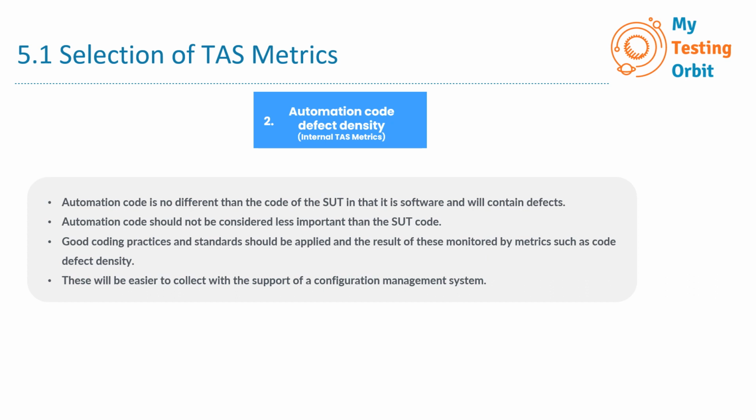These will be easier to collect with the support of a configuration management system. Using a configuration management system can make it easier to gather and manage these metrics, helping you keep your automation code in good shape. It's like having a toolbox to help you measure and improve your code quality.